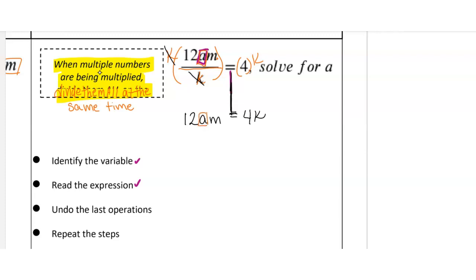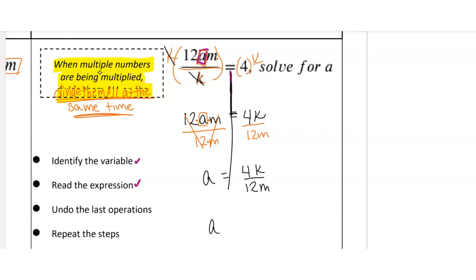Let's isolate that a again. We have 12 times a times m. So to undo that multiplication of 12 and m, we're going to divide by 12 and m. Remember, we can divide all of them at the same time. Then we're going to divide the right side by 12m. These cancel because they give us 1, and we have a is equal to k divided by 12m.